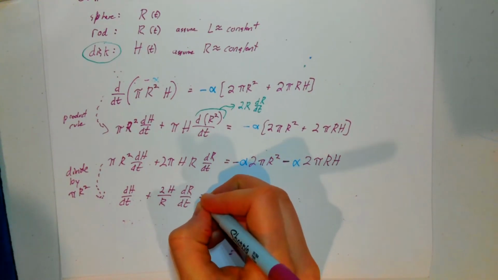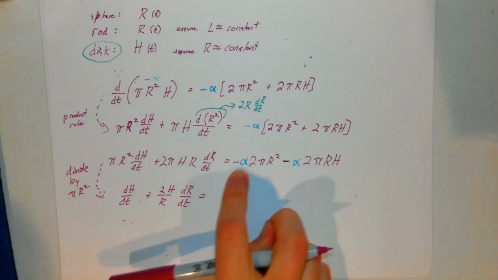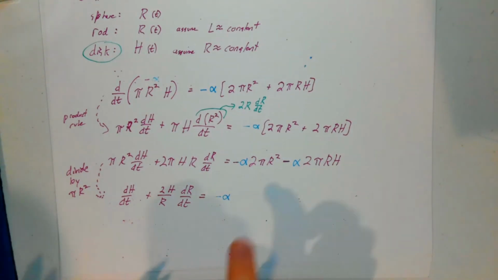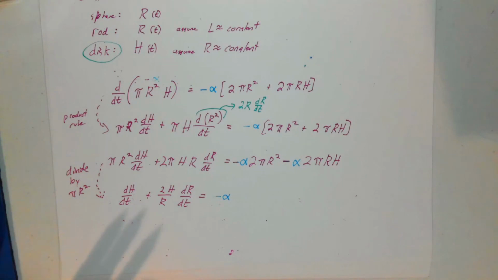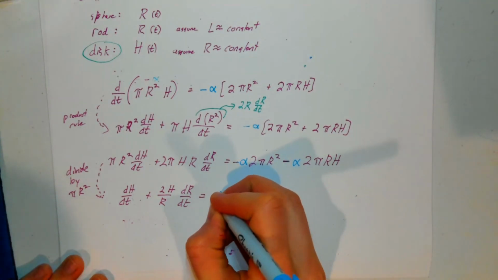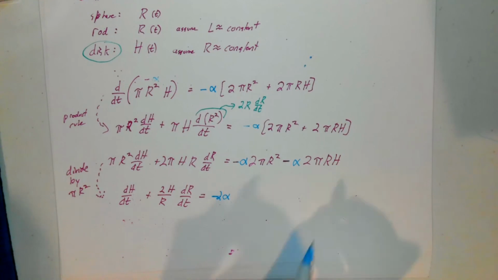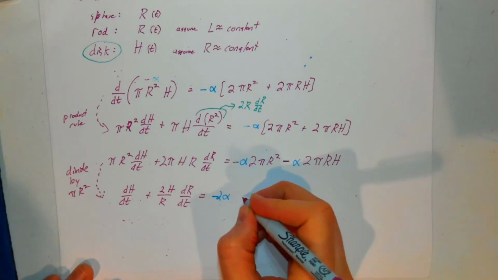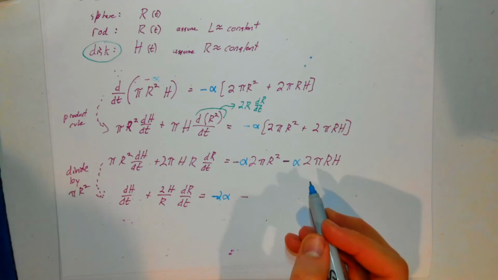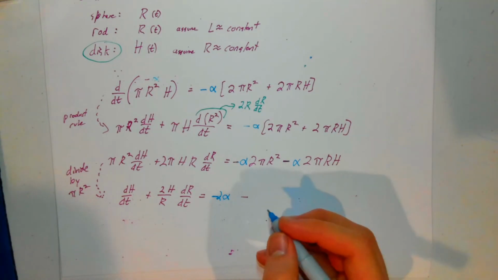And then here I have minus alpha, just minus 2 alpha, right? Yep, minus 2 alpha. Right, because I still have that 2, but the pi r squared cancels out. And then here I have minus 2 alpha h over r.